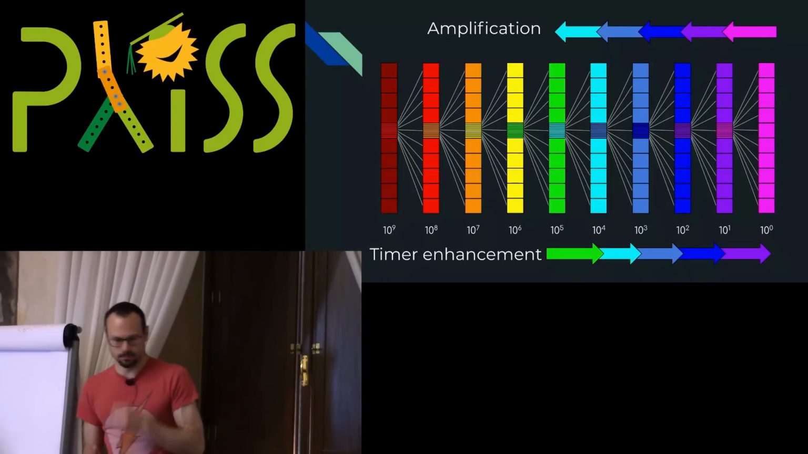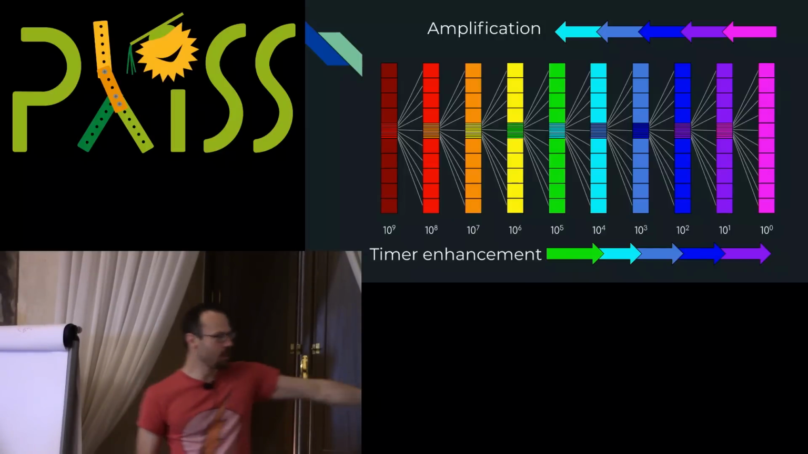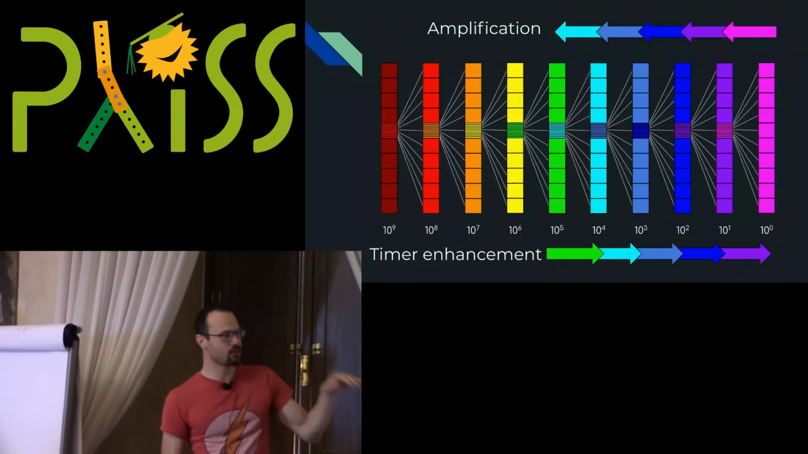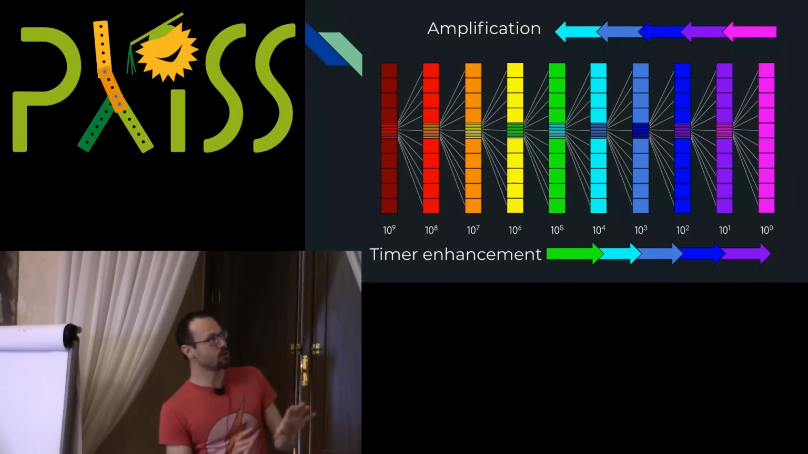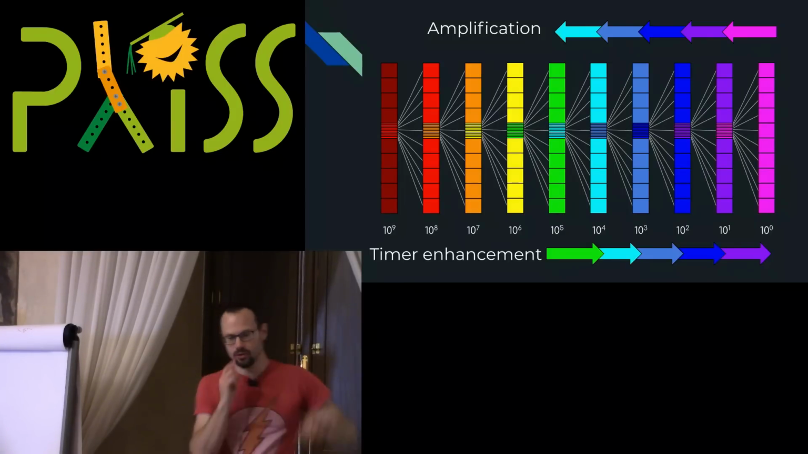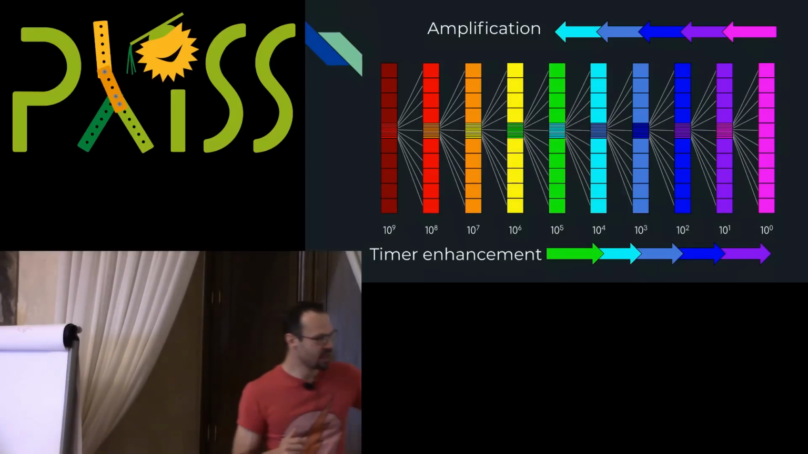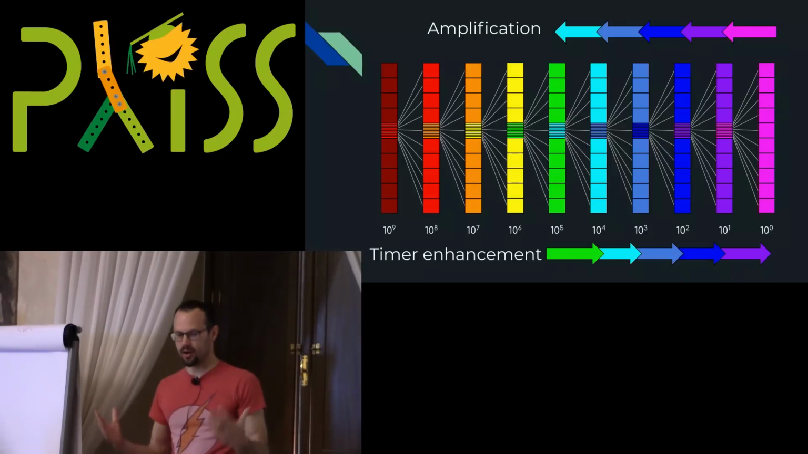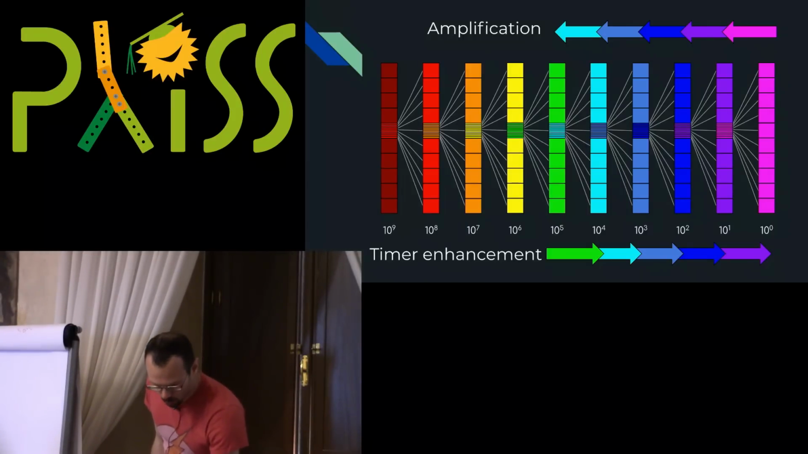Okay, so we saw how we can do timer enhancement through edge thresholding and interpolation, resolution recovery. But you can also do another thing. So this is getting a better timer, and this is making the actual information leak have a higher time difference. So we can do both if we're an attacker.